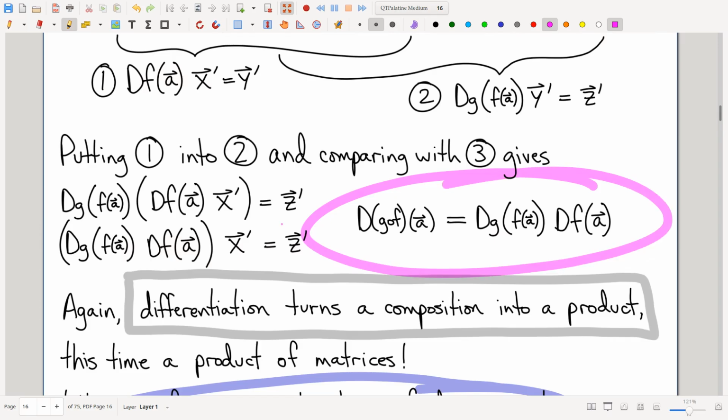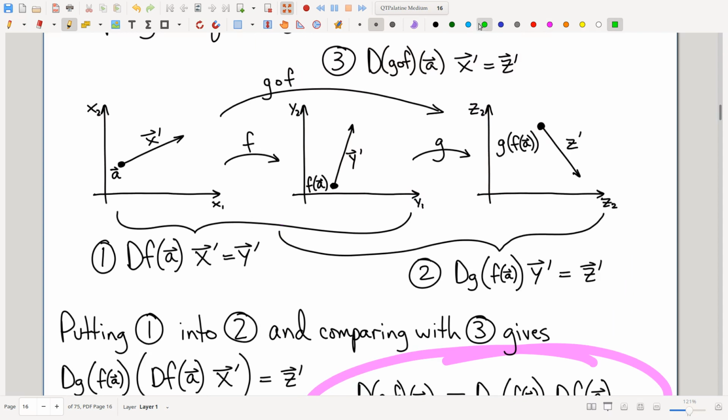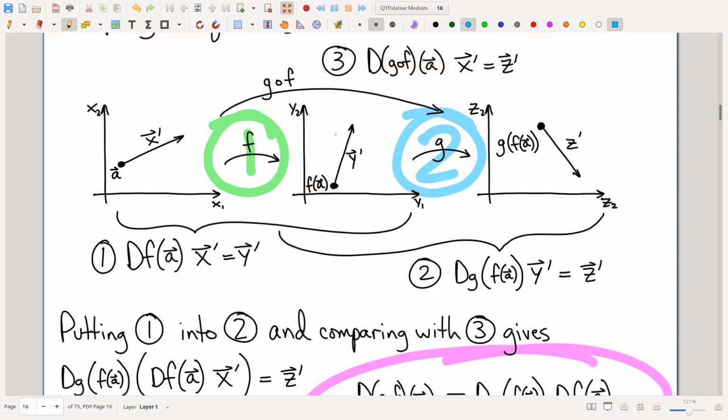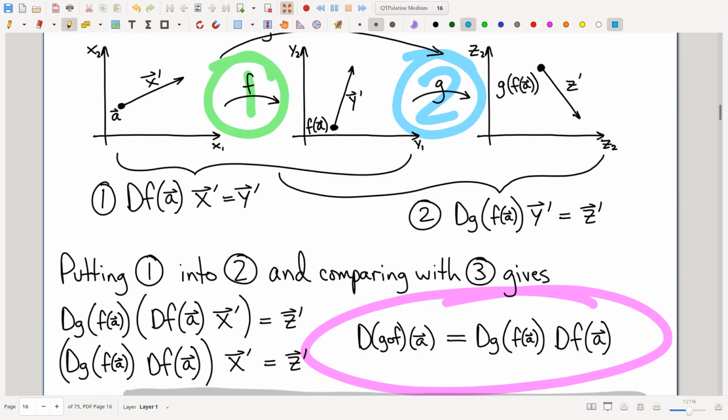Now, you've got to be careful about a couple of things. Do be sure that you've got the functions in the right order. You've got to keep track of which function is acting first and which function is acting second. As I have this formula written, the assumption is that F is acting first and G is acting second. So heads up on that. That's a really big deal.